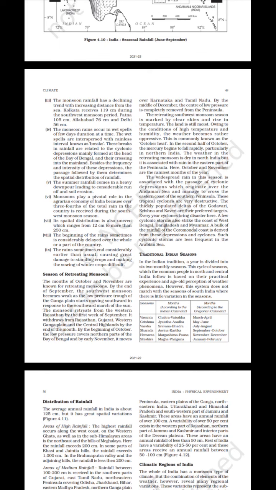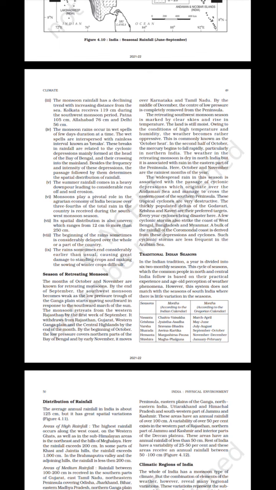By the beginning of October, the low pressure covers northern parts of the Bay of Bengal, and by early November it moves over Karnataka and Tamil Nadu. By the middle of December, the center of low pressure is completely removed from the peninsula. The retreating southwest monsoon season is marked by clear skies and a rise in temperature. The land is still moist, owing to the conditions of high temperature and humidity. The weather becomes rather oppressive. This is commonly known as the October heat.